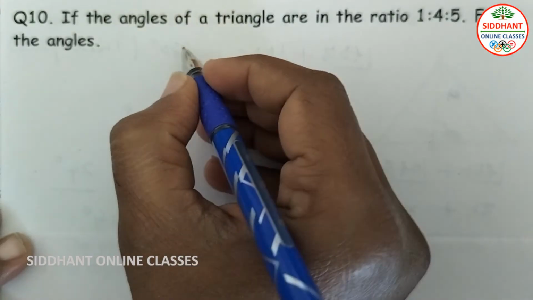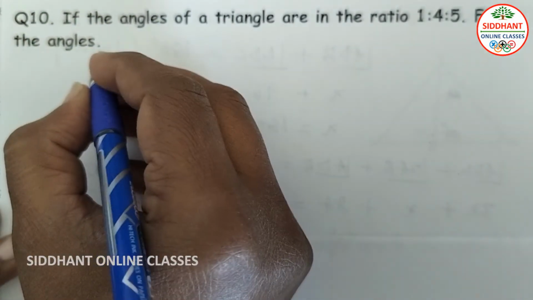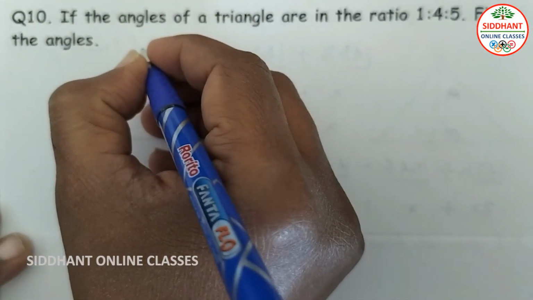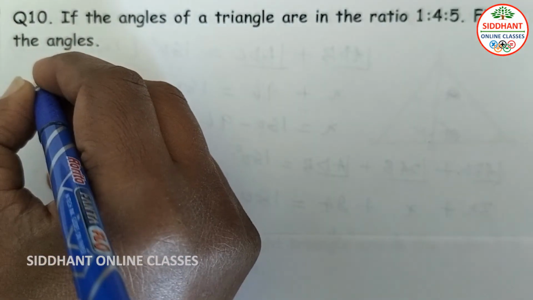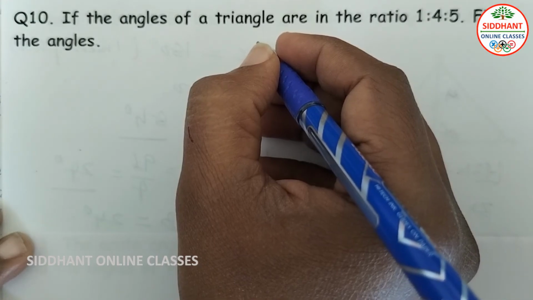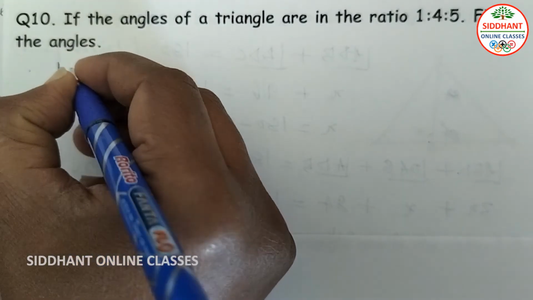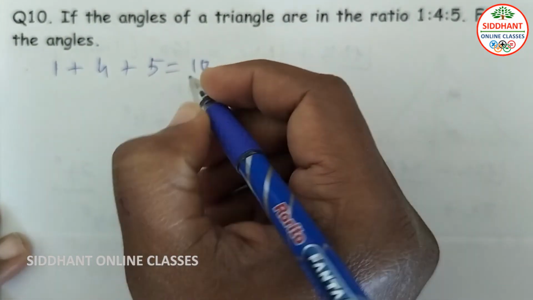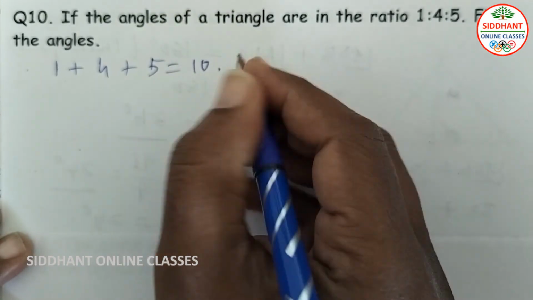Question number 10. If the angles of a triangle are in the ratio 1:4:5, find the angles here. So they are in the ratio 1:4:5, and we know that the sum of angles is equal to 180 degrees. So here 1 plus 4 plus 5, that will be 10. So here there are 10 parts in a triangle total.